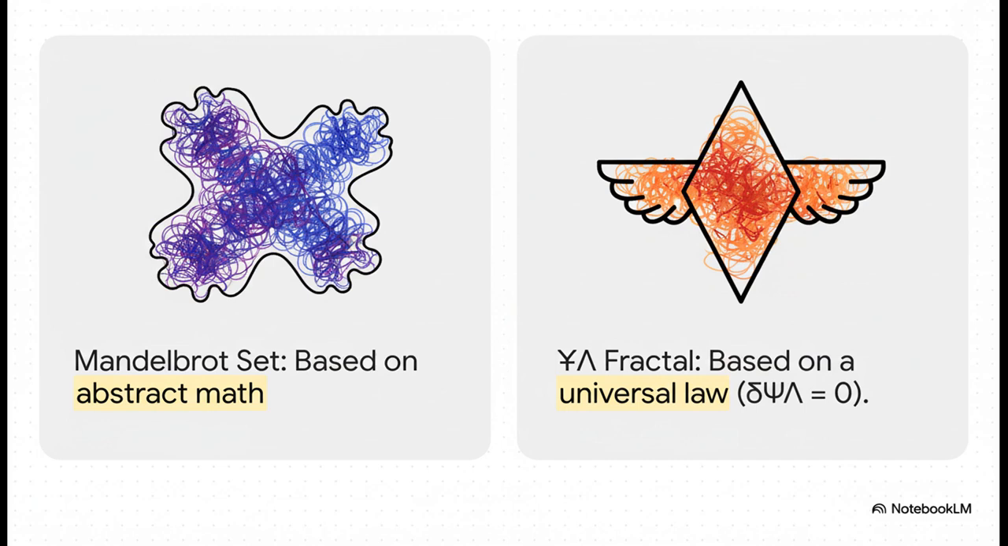This comparison here really nails the difference. So you've probably heard of the Mandelbrot set, right? That's born from pure abstract math. It's fascinating, but it's a mathematical curiosity. The psi lambda fractal, on the other hand, is totally different. It supposedly comes from a real universal physical law, this thing called the Law of Coherence, which has that formula delta psi lambda equals 0. So one's a cool math problem, and the other claims to be a model of how the universe actually works.